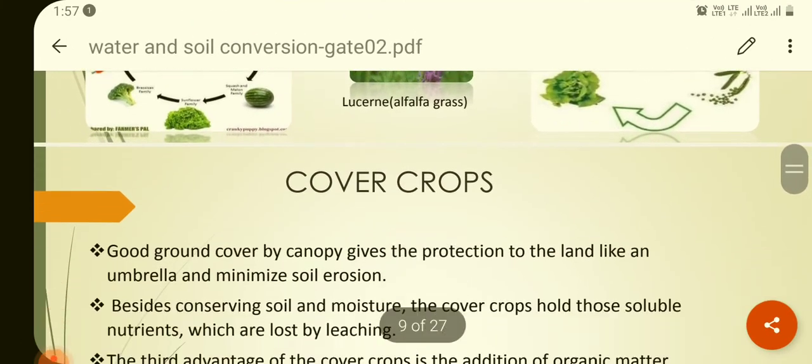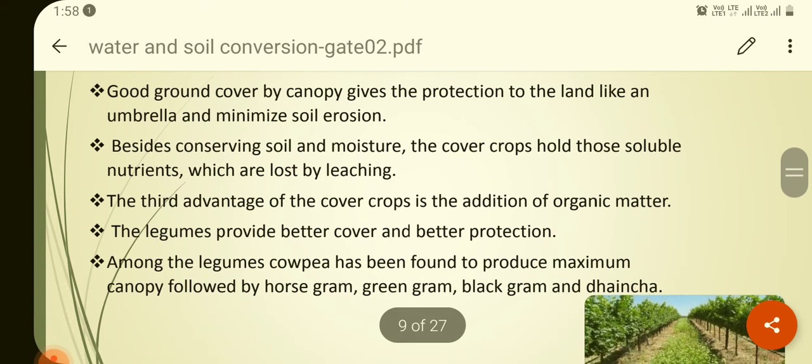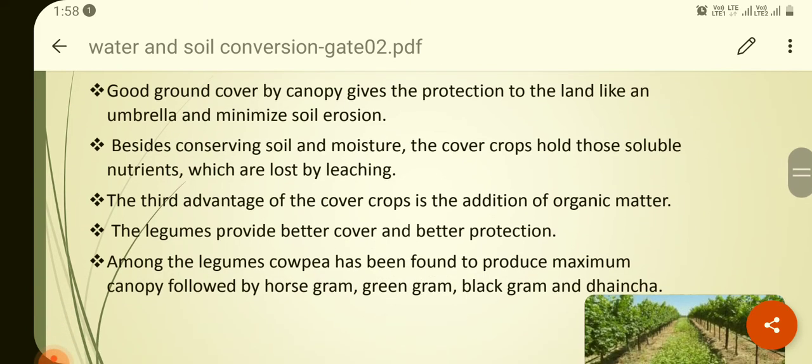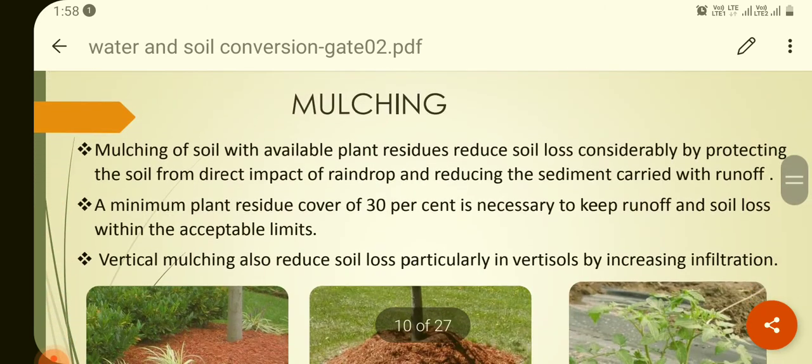Next, we'll see about cover crops. Good ground cover by the canopy gives protection to the land like an umbrella and minimizes the soil erosion. Besides conserving the soil and moisture, the cover crop holds those soluble nutrients which are lost by leaching. The third advantage of cover cropping is the addition of organic matter. The legume provides a better cover and better protection. Among the legumes, cowpea has been found to produce the maximum canopy, followed by horse gram, green gram, black gram, and hinja.